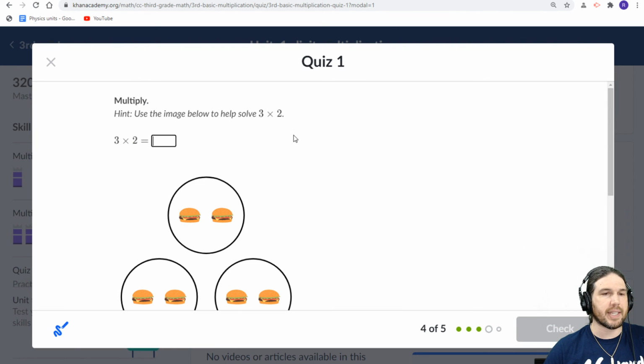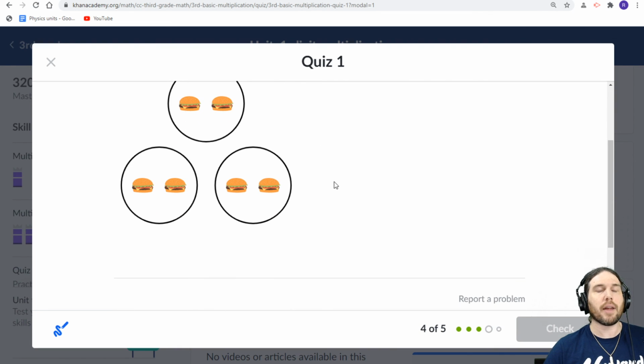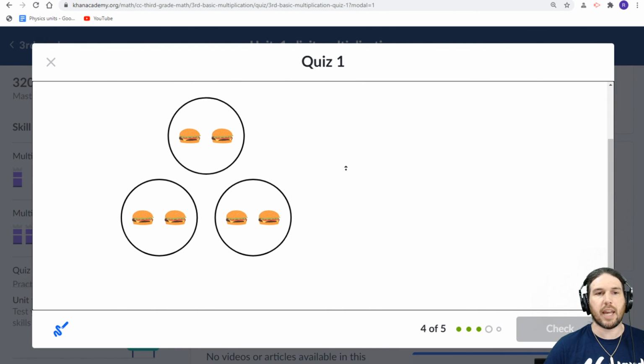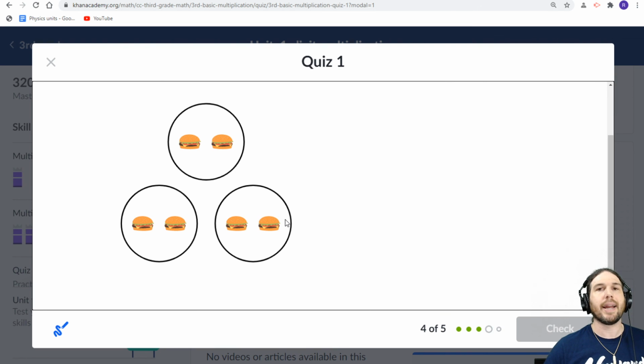We're multiplying 3 times 2. I love it. We've got 3 tables with 2 burgers on each table. I love this visual. And again, I hope that you are taking ideas to apply to real life, not necessarily to directly use these images. These images are just an example of things you could do.